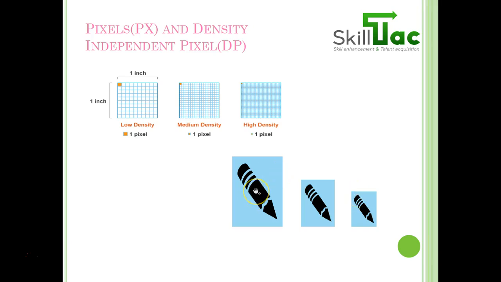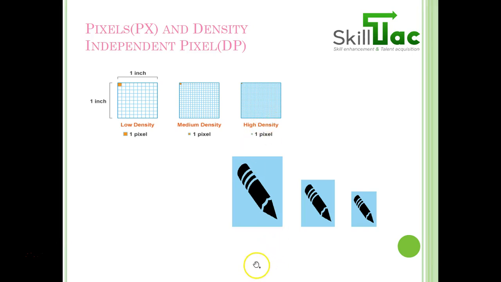So basically the units that we need to define while handling images or icons are dp, and the pixel unit should not be used. That is the main premise of this screen: the units that we need to define while using an image or an icon should be the density independent pixel unit, that is the dp unit.